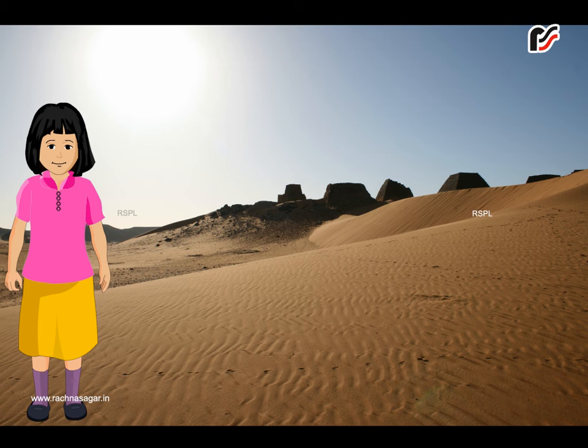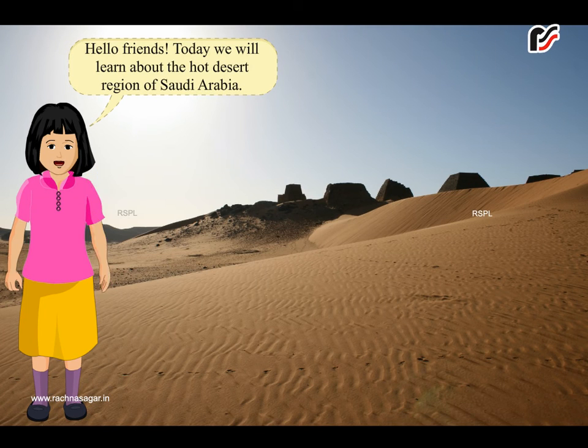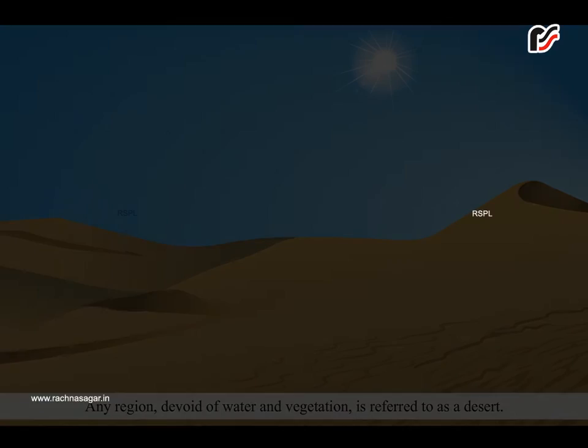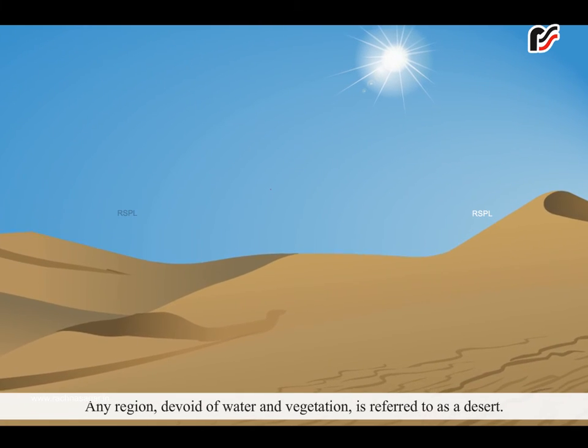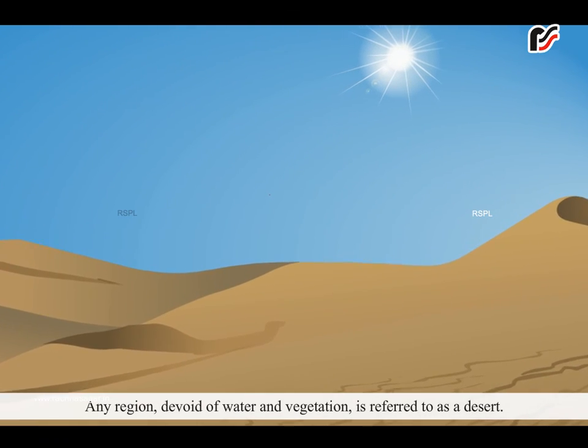Hot desert region, Saudi Arabia. Hello friends, today we will learn about the hot desert region of Saudi Arabia. Any region devoid of water and vegetation is referred to as a desert.